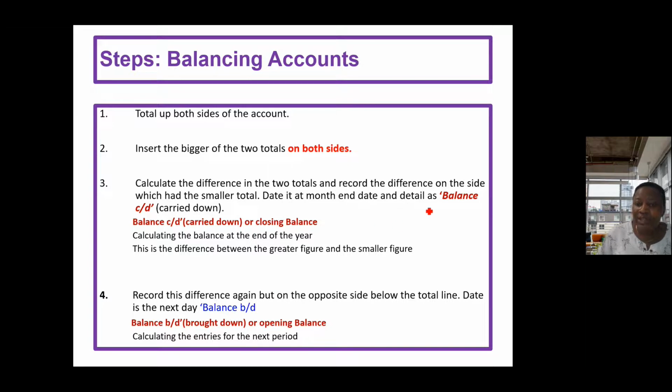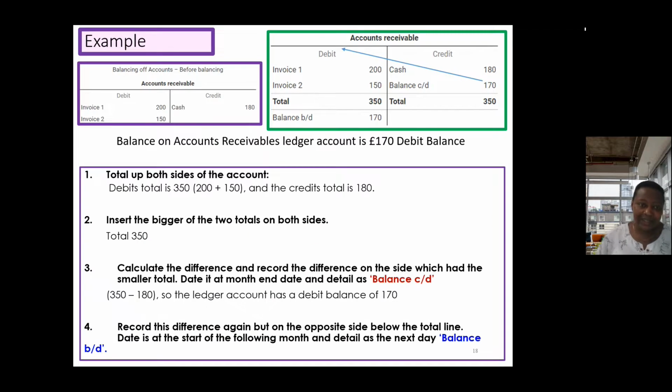And then after you put the balance carried down at the end of the period, you insert a new date below the debit side and put balance brought down. So you put the date of the next period, balance brought down. Carried down is you putting the excess, the difference between both sides, on the lesser side, and then that balance you bring down to the subsequent period. So let's see that as an example.